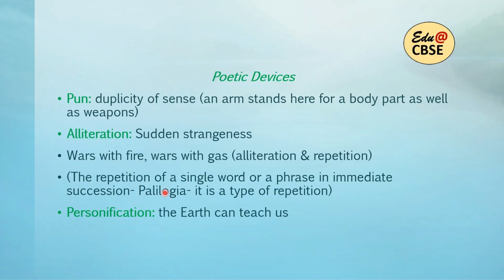Repetition of a single word or a phrase in immediate succession is also known as epizeuxis, and this is a type of repetition only. Like here, wars with, wars with. So in quick succession, this phrase is repeating. So it is a form of repetition only. Then personification: the earth can teach us. So the property of teaching is given to the earth. That is why it is personification.